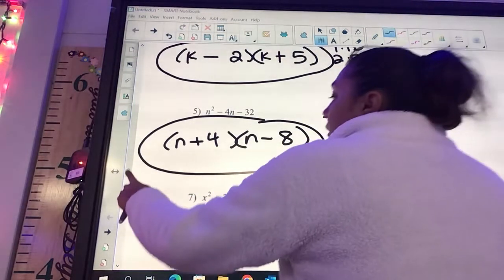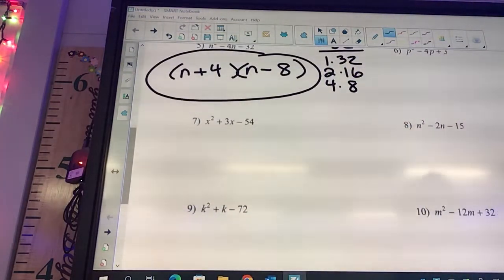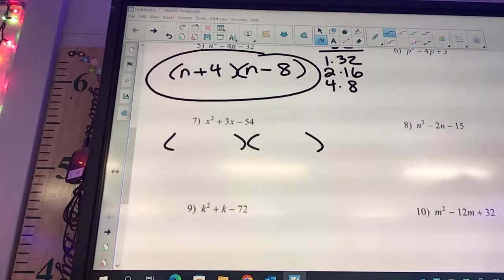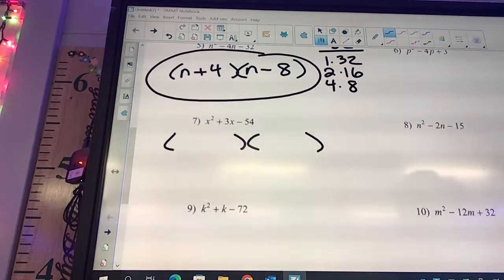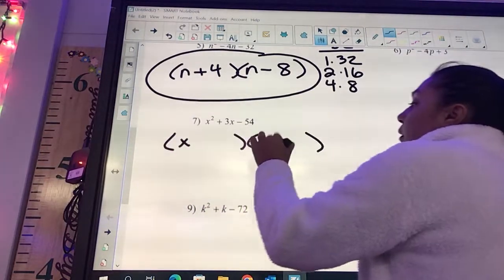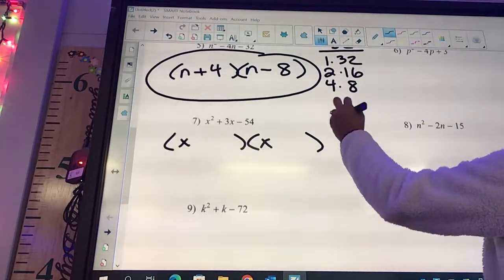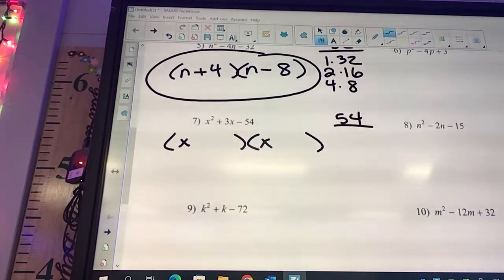Okay, 7. Boog, what's our very first thing you should do? Draw your 2 parentheses. Dallas, what's next? Put the X's. Sebastian, what's next? 54. The 54. Anna, what's the first one on your list?